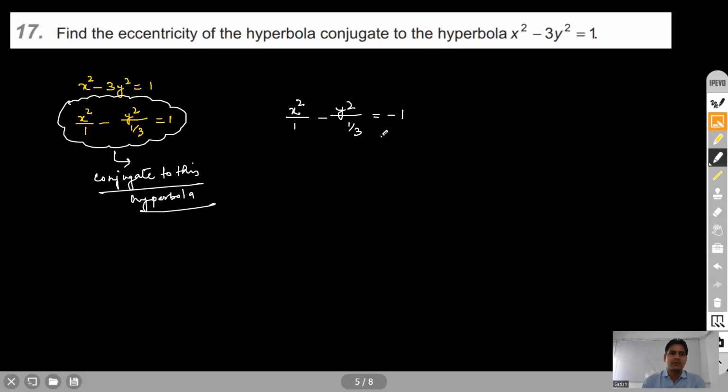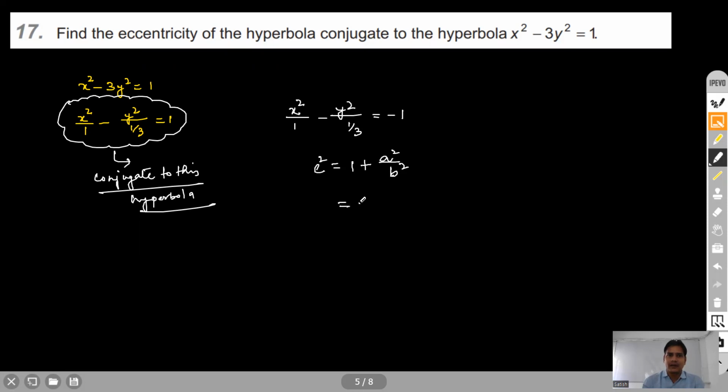For our standard hyperbola, x square upon a square minus y square upon b square equal to 1, if this is our hyperbola, its conjugate is given by x square upon a square minus y square upon b square equal to minus 1. Okay. And what is the eccentricity for this conjugate? The eccentricity is given by the square root of 1 plus a square upon b square, right?